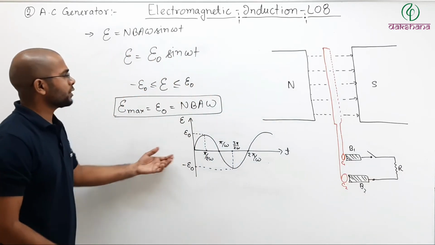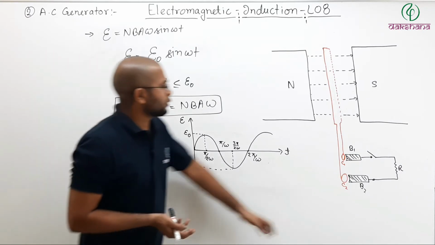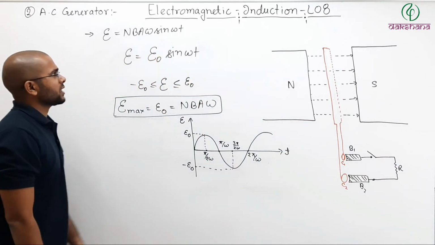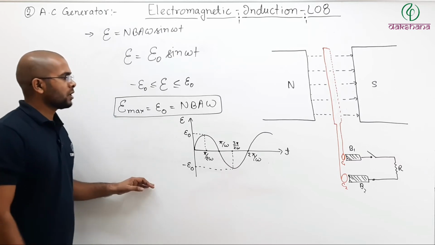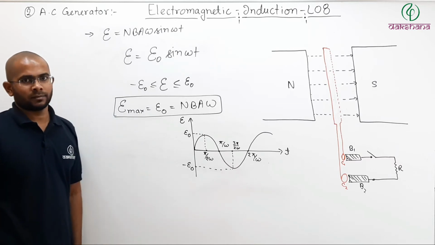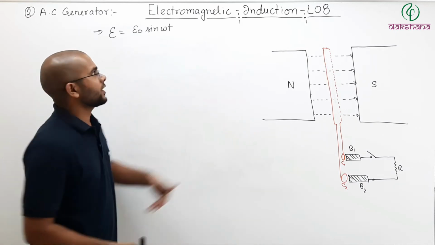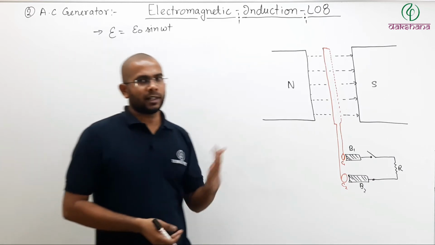Now, this is your EMF. If I want to know the current through this circuit, the current is nothing but EMF divided by resistance. So pause the video, note down, then we will discuss further. Here, the EMF generated in our AC generator is E equals E naught sine omega t, that we have already derived.